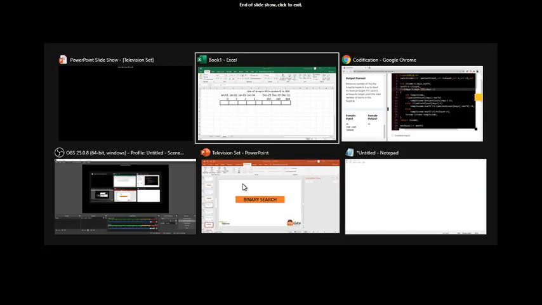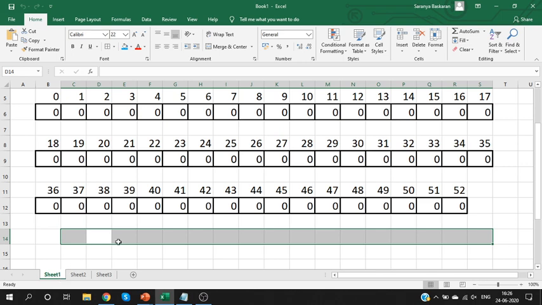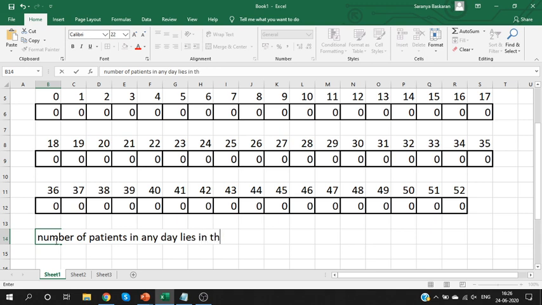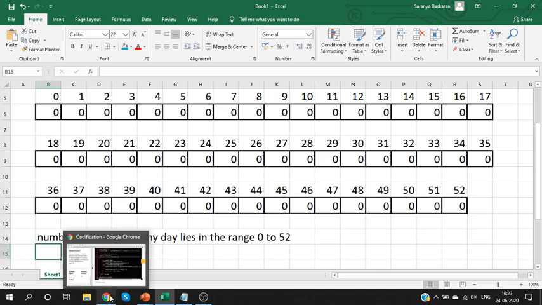So to do that, our array is going to be like this. Because guys, the count value always lies in a range. Number of patients on any day lies in the range 0 to 52. If you want, you can test that also.